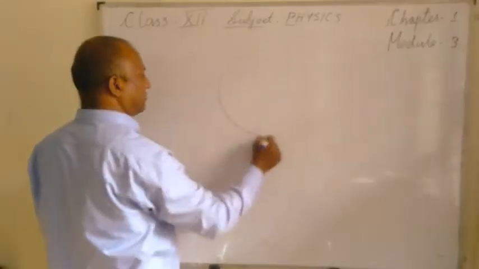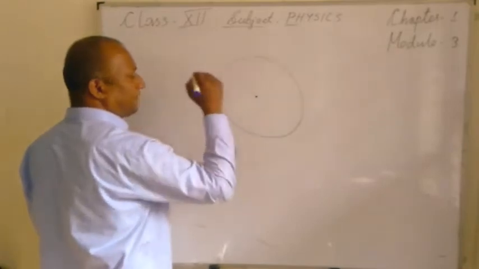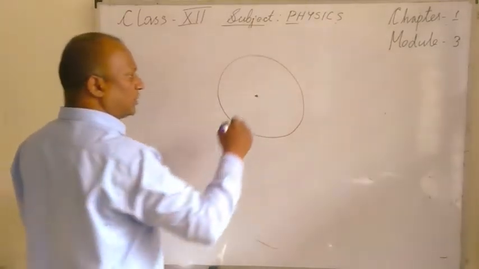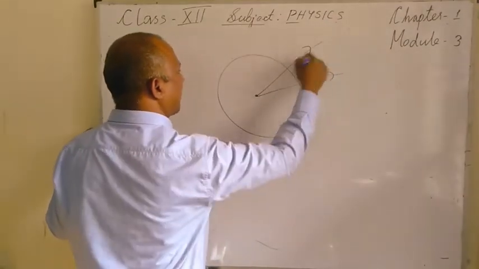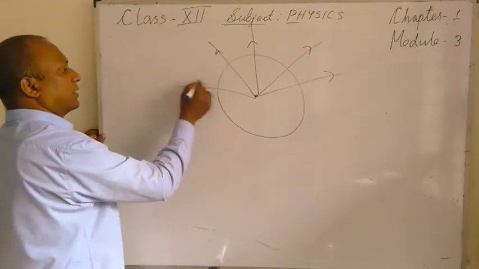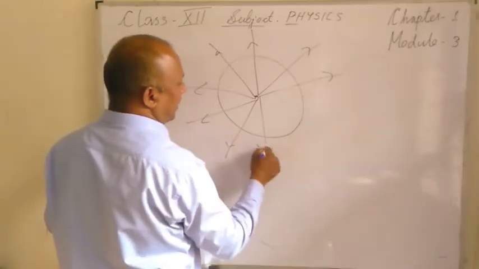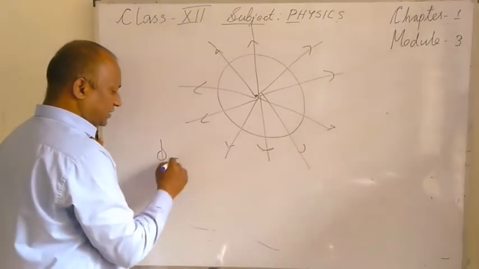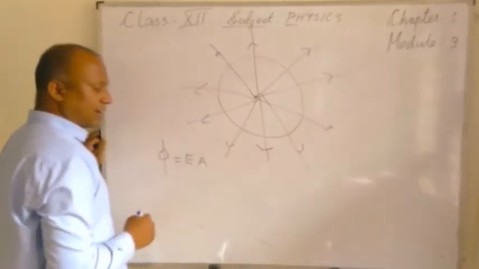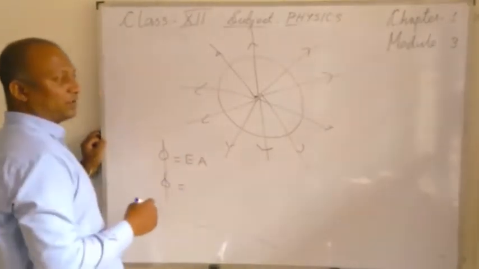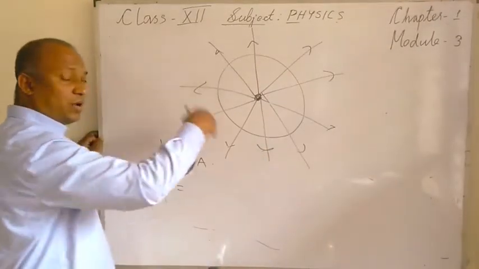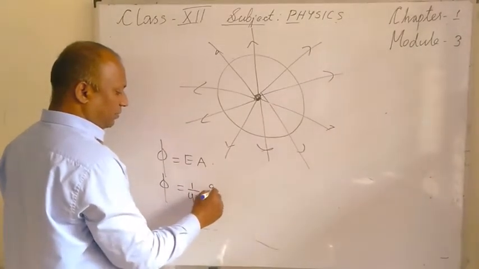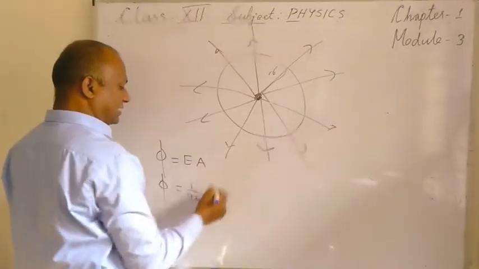Suppose you have a spherical surface and you have a charge somewhere here inside. And then what is the flux penetrating out of this surface? And you already know what is the formula for flux. Flux is equal to E into A. What is E? Electric field due to a point charge. The electric field at any point due to the point charge is 1 upon 4 pi epsilon naught Q upon r square, where the distance is the radius r.